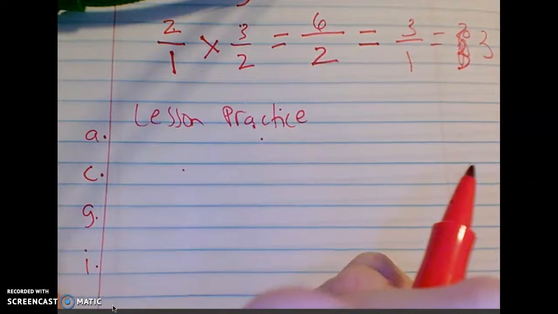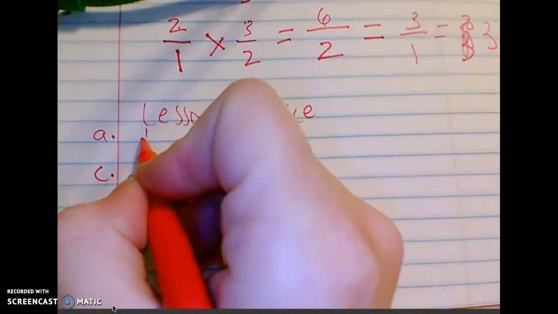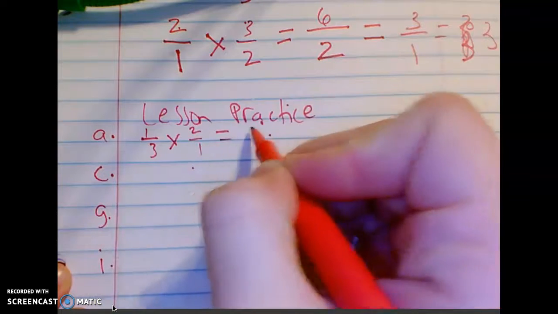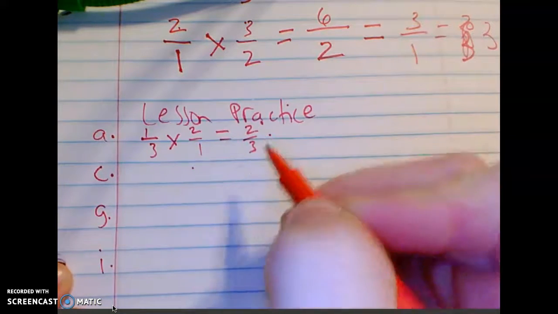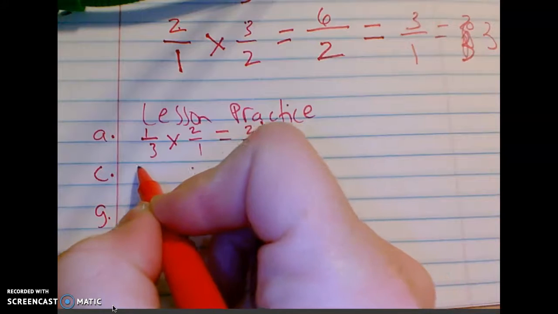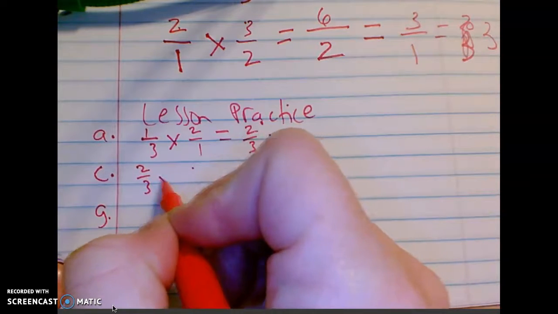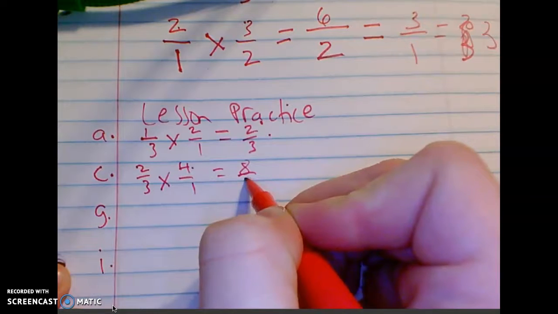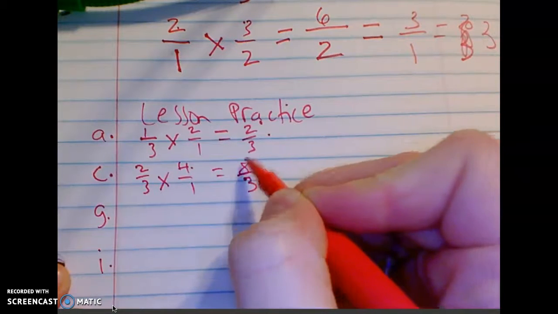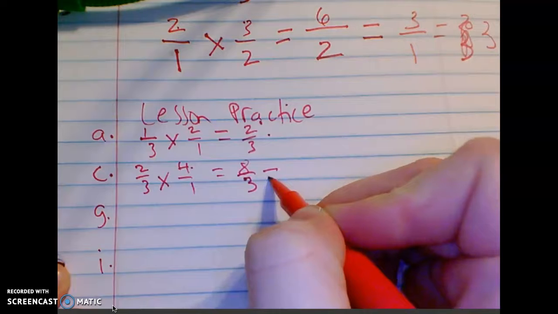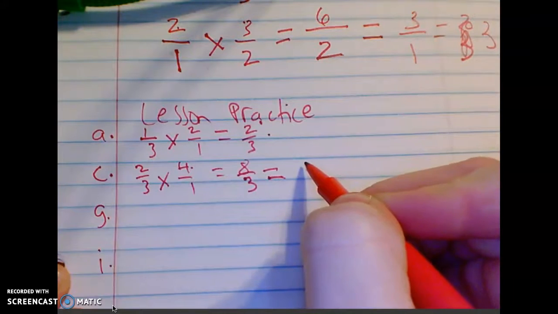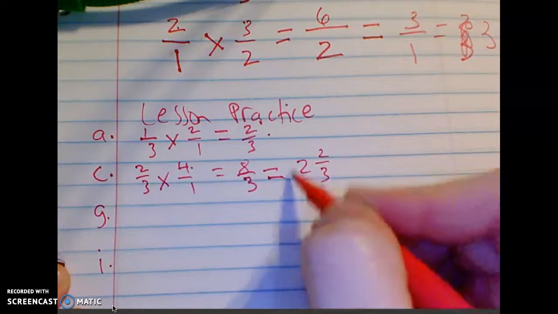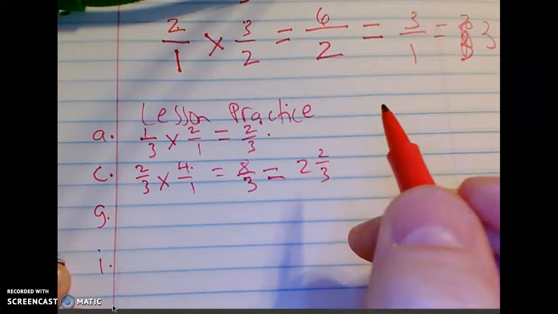Alright, for A, you should have done 1/3 times 2 over 1, and that gets you 2 over 3. For C, you have 2/3, and you should have multiplied by 4/1, and that's 8/3. And this is an improper fraction, so then you need to change it to a mixed number, and that becomes 2 2/3. Make sure you change to a mixed number if it's an improper fraction.